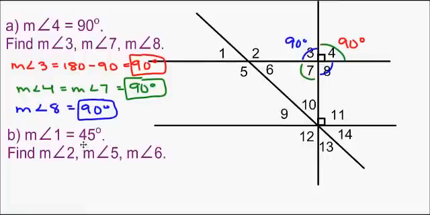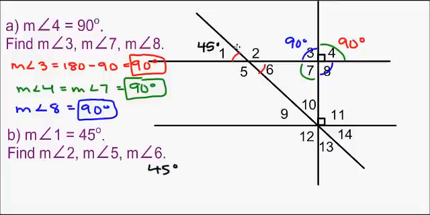The measure of angle 1 is 45 degrees. So 45 degrees. Find 2, 5, and 6. Well, I'm going to do 6 first because I think that's the easiest. 1 and 6 are vertical angles. They will be the same. So measure of angle 6, 45 degrees.